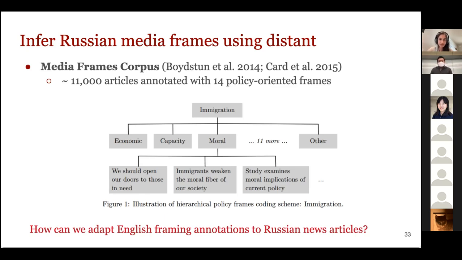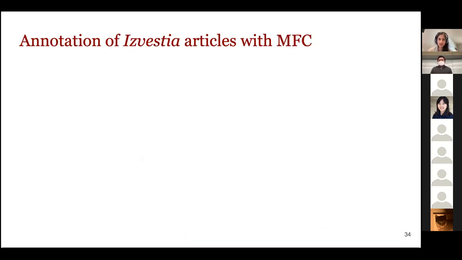We already have some kind of annotated data, but the problem is this annotated data that we have is all in English, and the corpus that we want to analyze is a Russian newspaper. It's in Russian. So we can't just kind of train a supervised model here. So how can we adapt these English framing annotations to our Russian news articles? And I'm just going to go through this briefly at a high level. I think if we were to try to redo this project today, we'd probably use a different approach, but just to give you a sense of what we actually did.